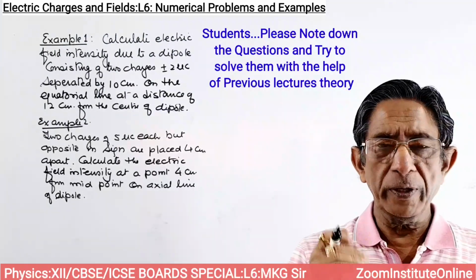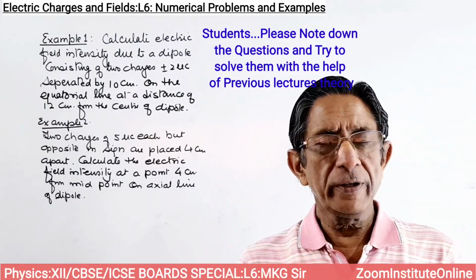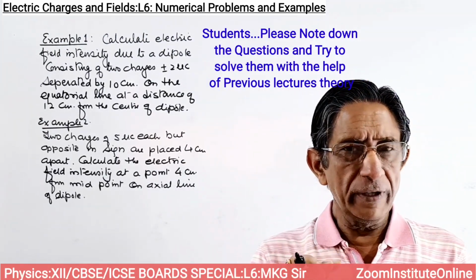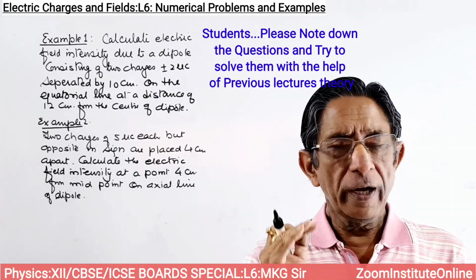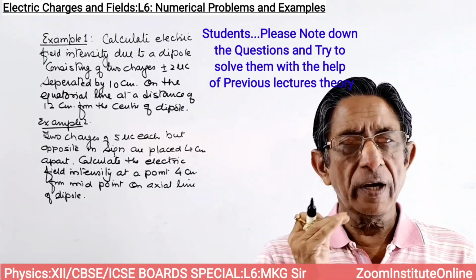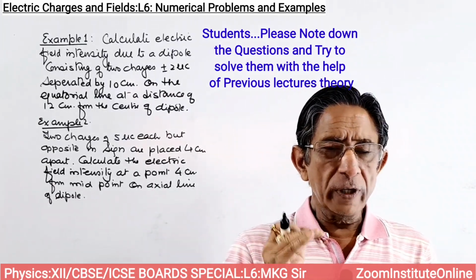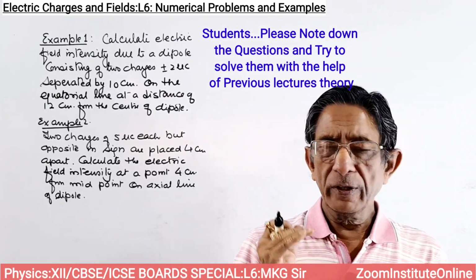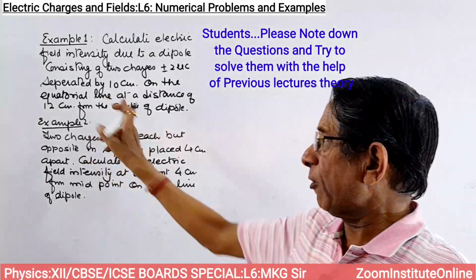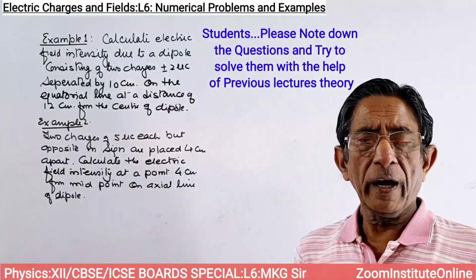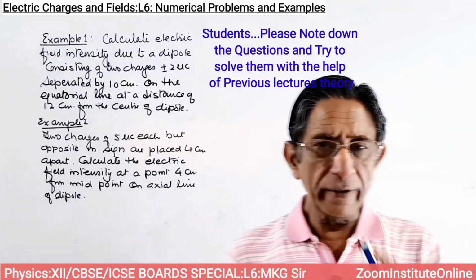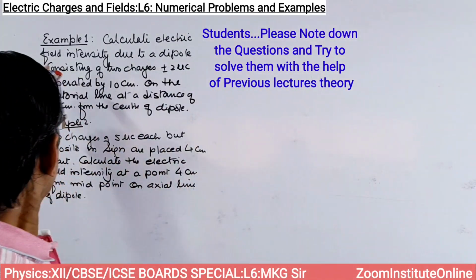Friends, in the previous video, we have studied the electric field due to a dipole at a point on its axis and at a point on its equatorial line. To clarify the use of those formulas, now we are going to do one example of each, one on the equatorial line and one on the axis. So, let us do the first numerical.